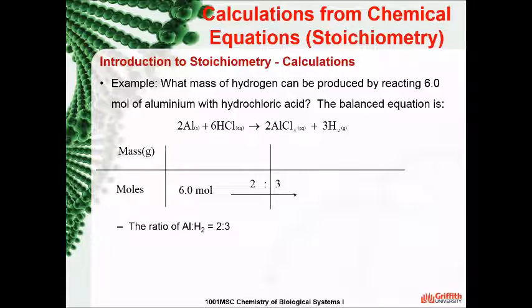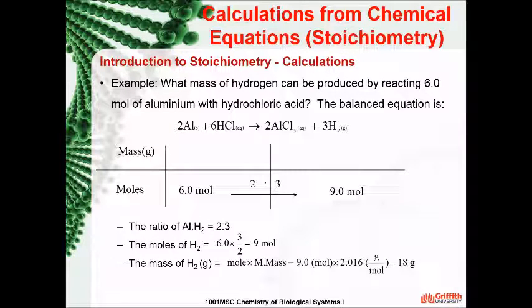The ratio is 2:3. We have 6 moles of aluminium, so 6 times 3 over 2 gives 9 moles of hydrogen. Add that information to the table. The molar mass of H2 is 2.016 grams per mole, so the mass is 18 grams.